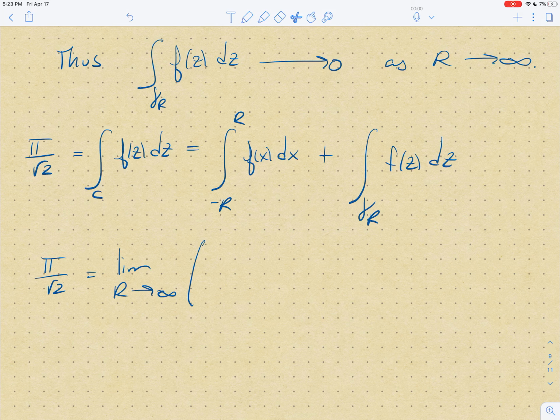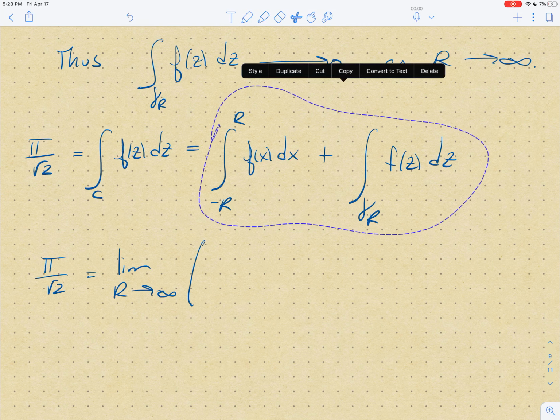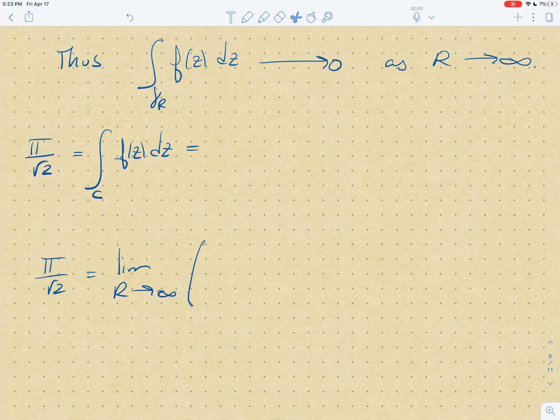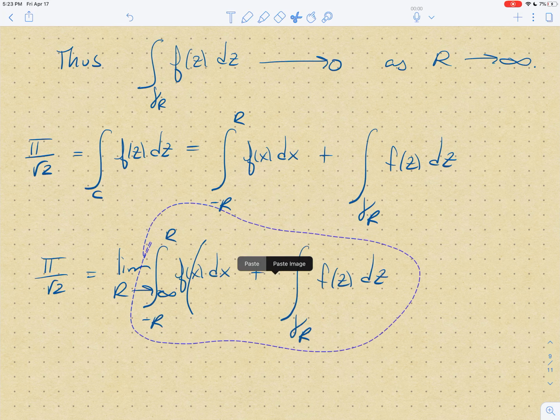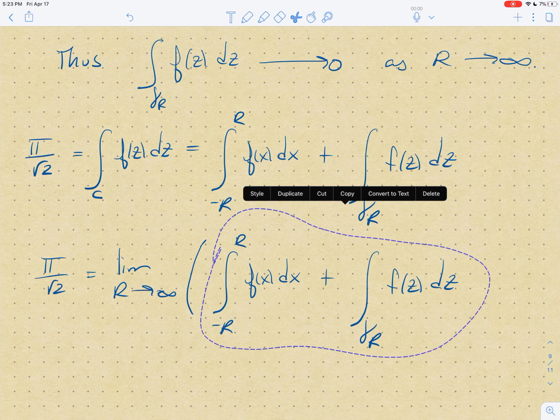of these two pieces. Let's just copy them. Let's, I think we can paste them still though. It's the limit as r goes to infinity of this guy.